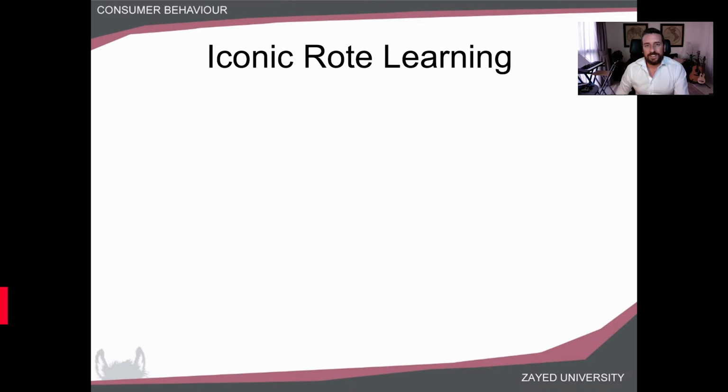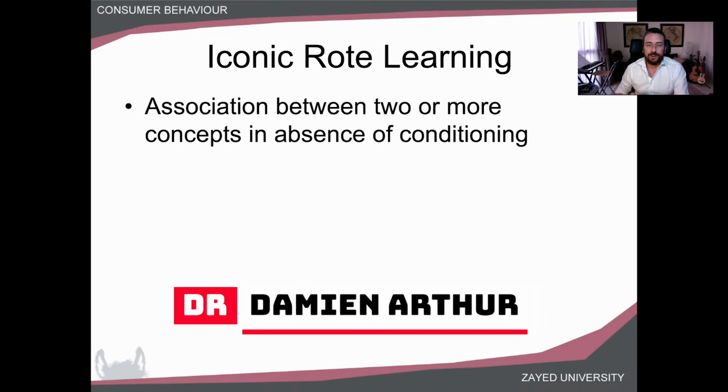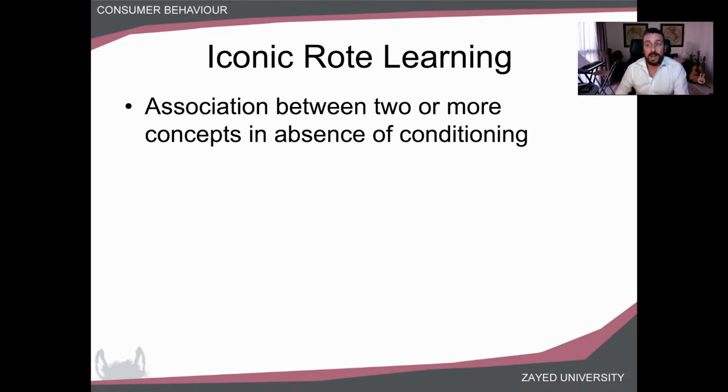The fourth type of learning theory we're going to be examining is iconic rote learning. Iconic rote learning is making an association between two or more concepts, but in the absence of conditioning. So how do we learn in the absence of conditioning? Well, we learn through repeated exposure.